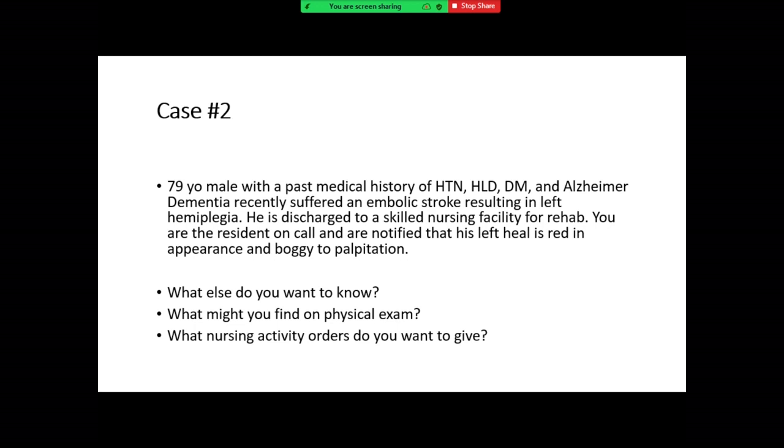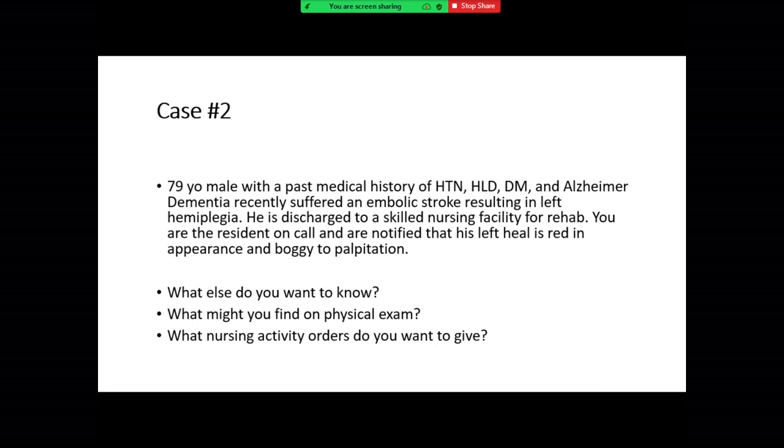What are you thinking? If any of you were paying attention, it was on the next slide. We had it up earlier. But what else do you want to know about this patient? A few things I would be asking are, does anywhere else hurt? Does anywhere else feel boggy? Is anywhere else red? Specifically on certain parts of the body that we'll talk about. And that's where the physical exam comes in.